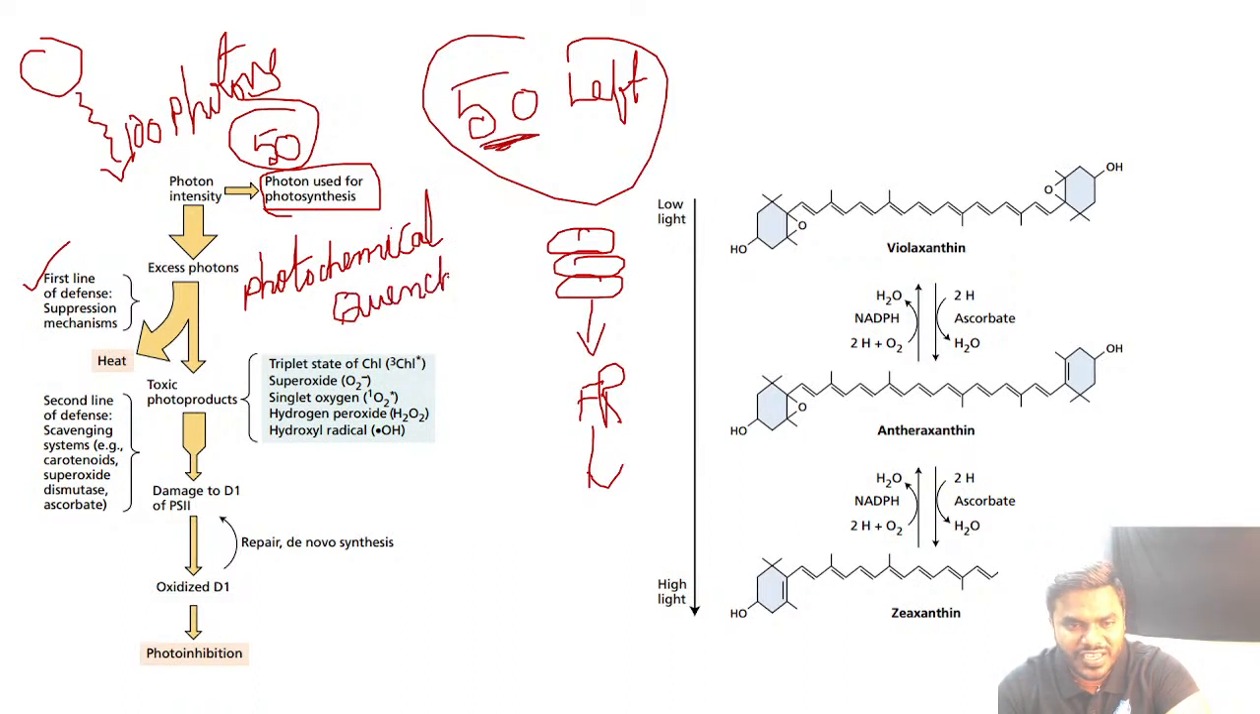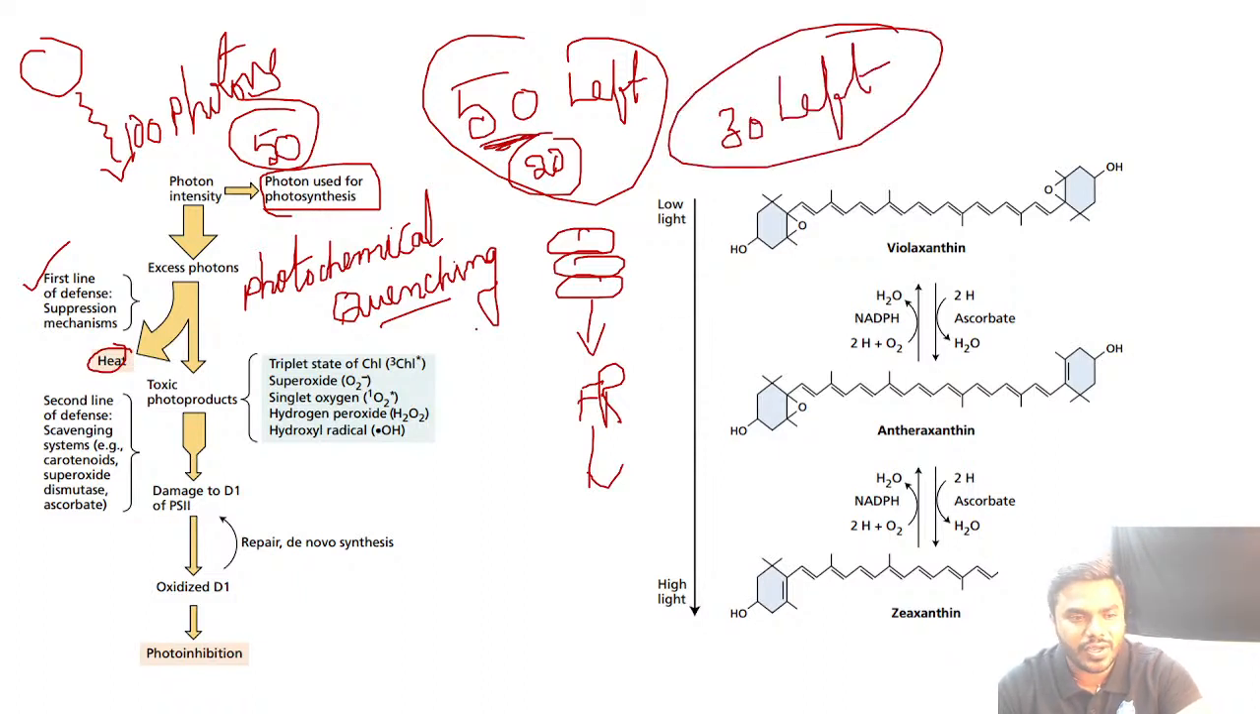photochemical quenching. I'll explain twice, listen. Photochemical quenching. What do you mean by the word photochemical quenching? Releasing the photons in the form of heat. That is called quenching, releasing in the form of heat. That is the first line defense mechanism. Now you will get a doubt. Sir, are all the 50 photons really released? No, I can say, my friends, hardly 20 photons are released. But still how many photons are left, my friends? 30 photons are left.